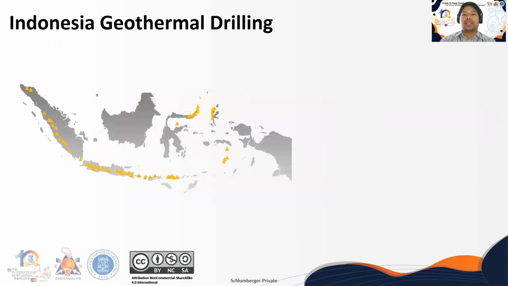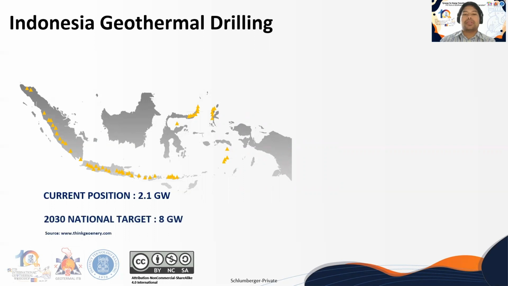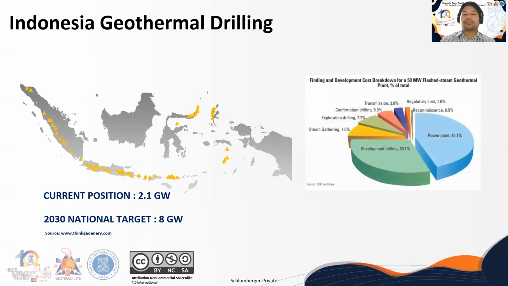As one of the countries with the largest reserve of geothermal energy, Indonesia began to develop the infrastructure for geothermal production a couple of years ago. Based on the latest data, with the achievement of 2.1 gigawatt geothermal power generation capacity, it puts Indonesia in second place in the world in utilizing geothermal power. By 2030, Indonesia aims to produce more than 8 gigawatt of geothermal power, becoming the world's leading geothermal power producer.